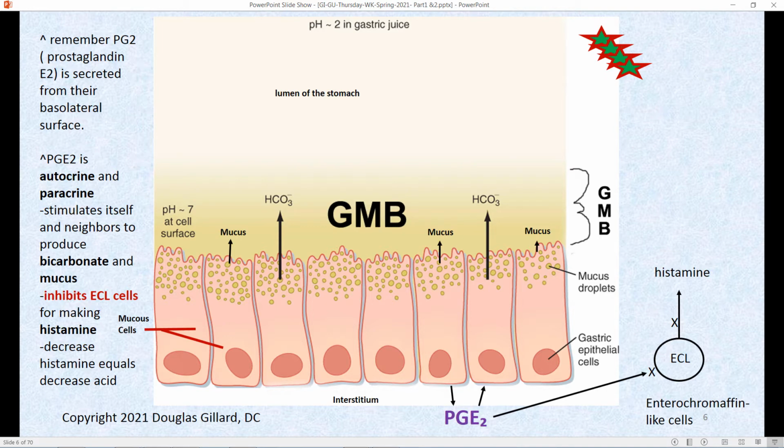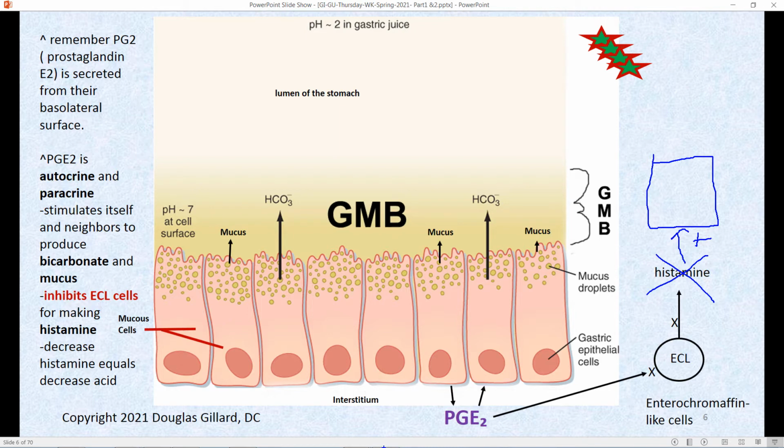What else does PGE2 do, between these autocrine and paracrine functions? Another paracrine function is it goes over and it binds to ECL cells, enterochromaffin-like cells. Enterochromaffin-like cells release histamine, and histamine binds to, let's draw a parietal cell here. There's a parietal cell. It normally binds to histamine and stimulates it to release hydrochloric acid, right? But PGE2 stops the production. It shuts down ECL cells so you don't get histamine, and that helps slow the acid release.